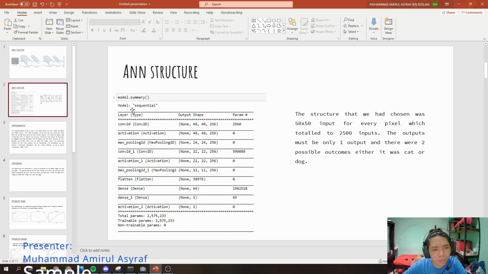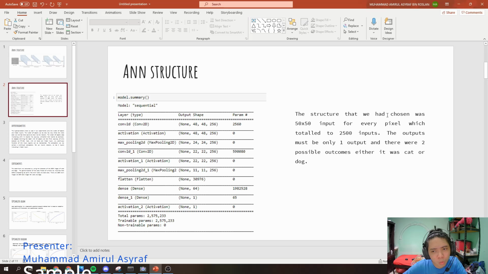So here is our CNN structure. For the first layer, we have convolutional 2D, and then we activate it using the ReLU function, and then we have max pooling 2D. For our second layer, we have convolutional 2D again, then the ReLU activation function, and then max pooling. Then we flatten it from 3 dimensions to 1 dimension, and then we dense it twice, and then it is fed to the multi-layer perceptron using the sigmoid function.